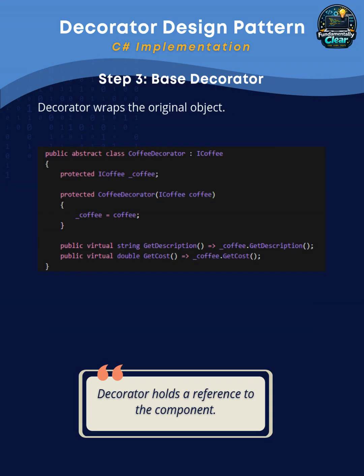Step 3. We create the base decorator. CoffeeDecorator is an abstract class that also implements ICoffee, but internally it holds a reference to another ICoffee object. It delegates calls to that wrapped object. This is the magic glue. The decorator is a coffee, and it has a coffee.